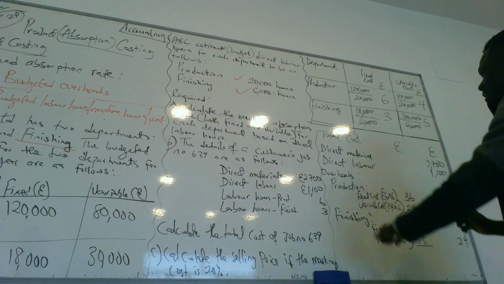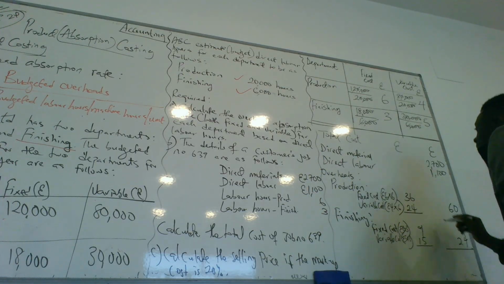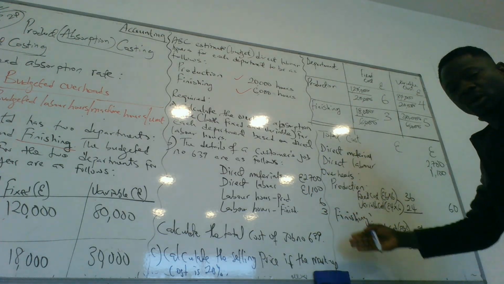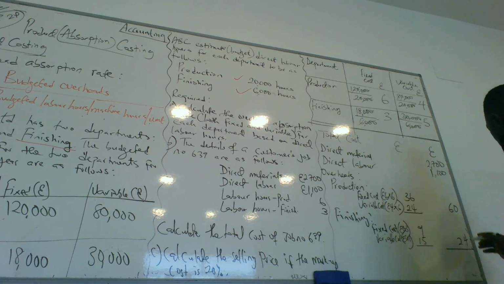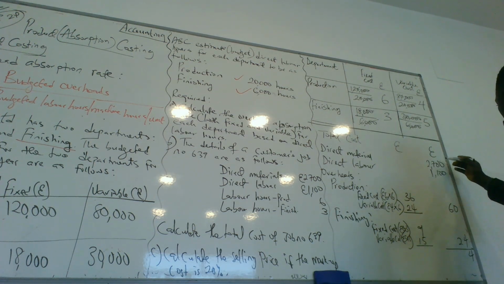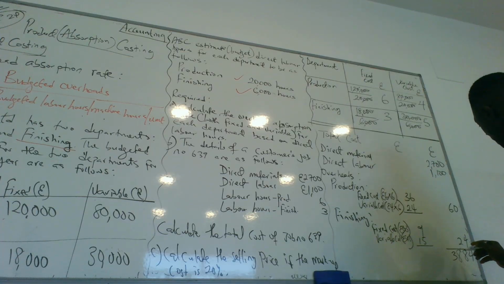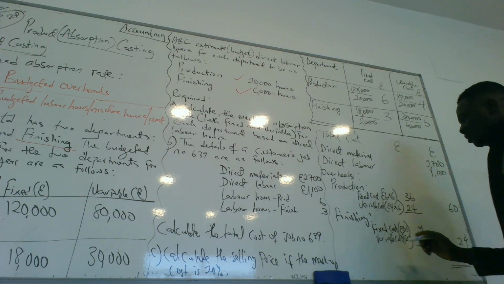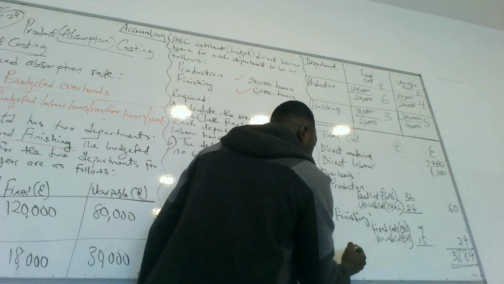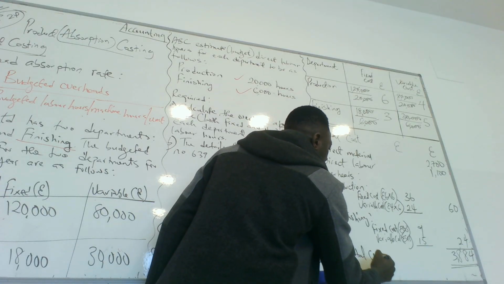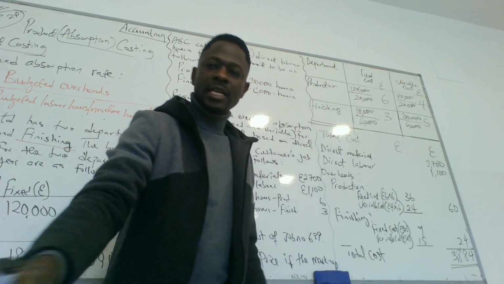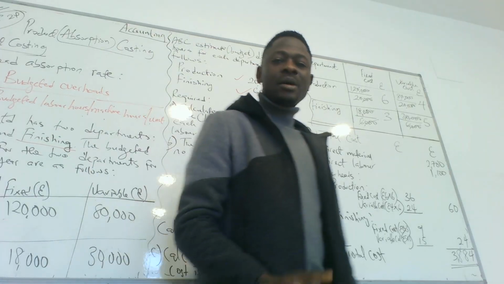From here, the total cost is direct material plus direct labor plus overhead. So we're going to have 2,700 plus 1,100 plus 60 plus 24, so it's 3,884. So the total cost is 3,884.